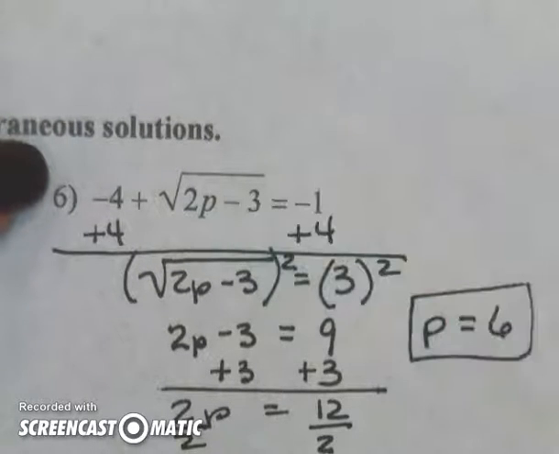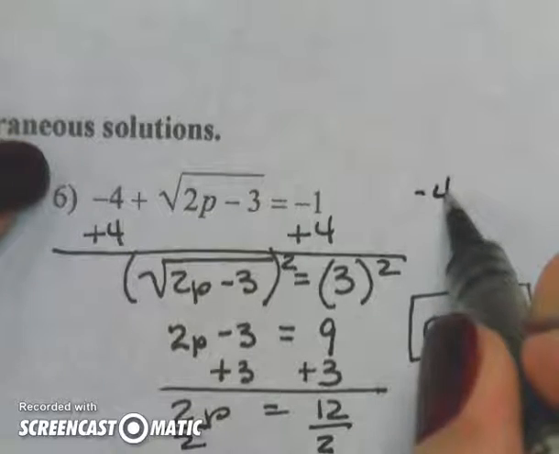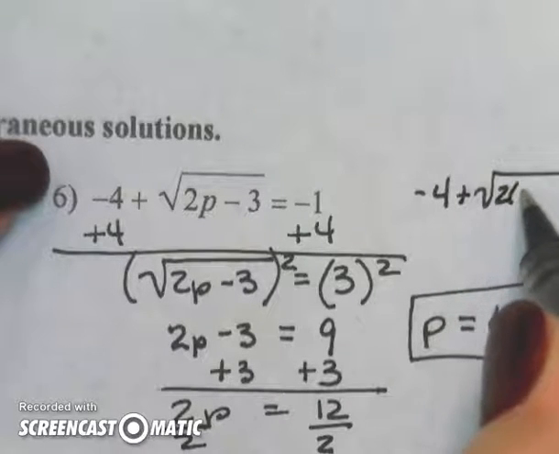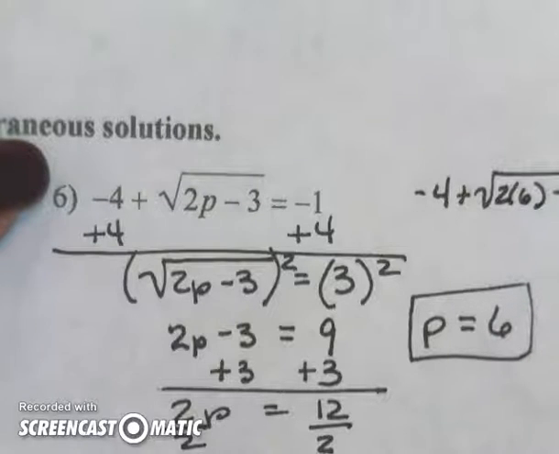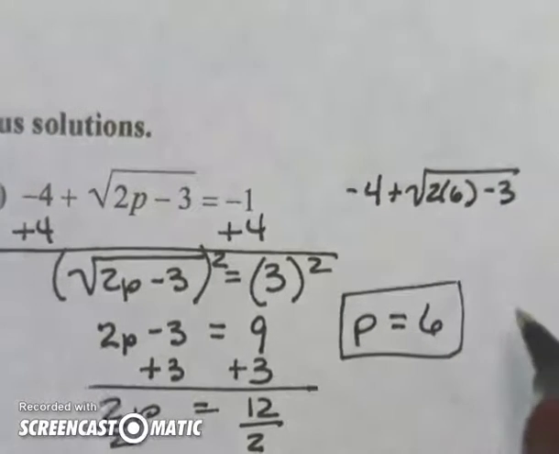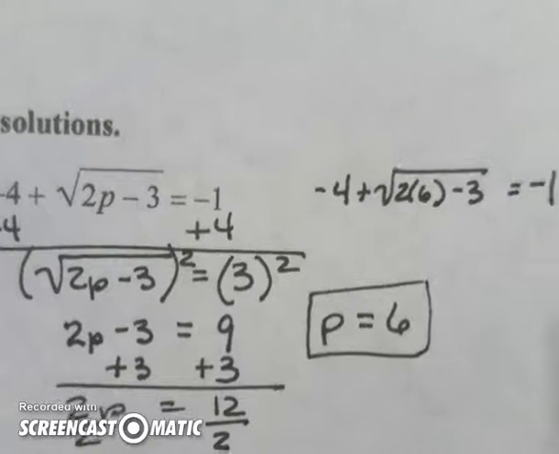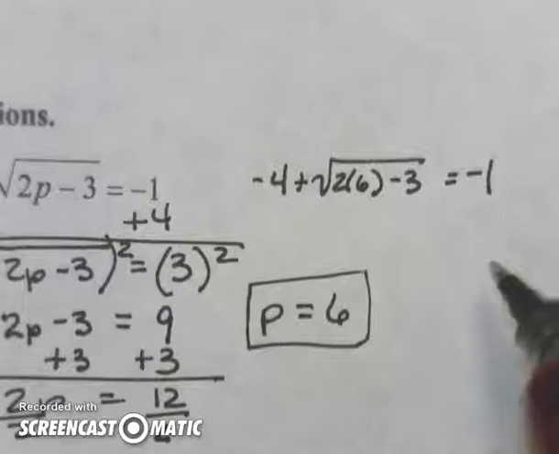Well, now I want to make sure that my solution works, so I come back and plug it in my problem. I have -4 plus the square root of 2 times 6 minus 3. Now when this is done, this needs to equal -1. So that's what I need to check to make sure that works.